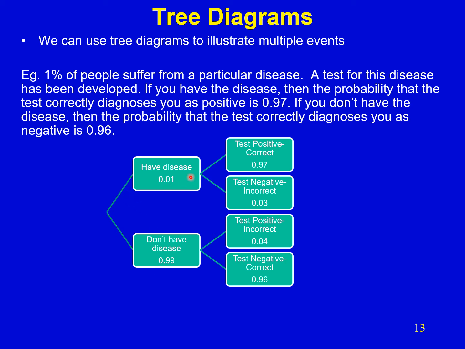Now, if they have the disease and they go and take the test, it either comes out positive or it comes out negative. We're told in the question that if they have the disease, the probability the test correctly diagnoses you as positive is 0.97. So 0.97 goes here. And so therefore, the probability that it doesn't correctly diagnose you is going to be 1 minus that, which is 0.03. Then we're also told in the question, if you don't have the disease, the probability that the test correctly diagnoses you as negative is 0.96. So that goes here. And therefore, the probability that if you don't have the disease the test shows you as positive is going to be 1 minus that, which gives us 0.04.